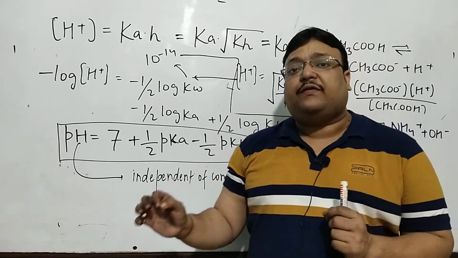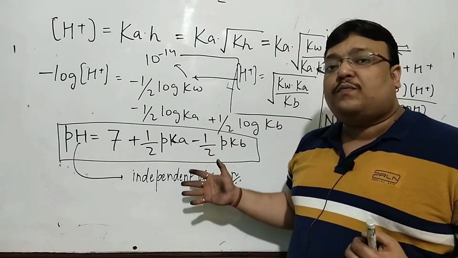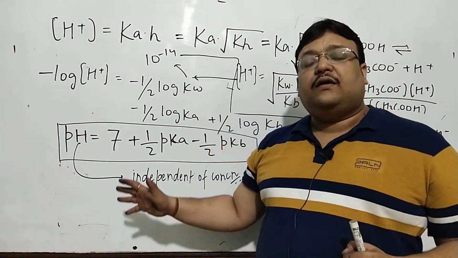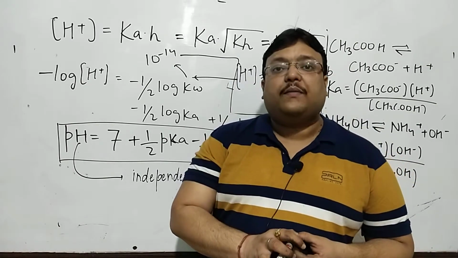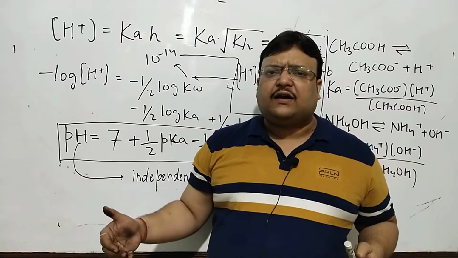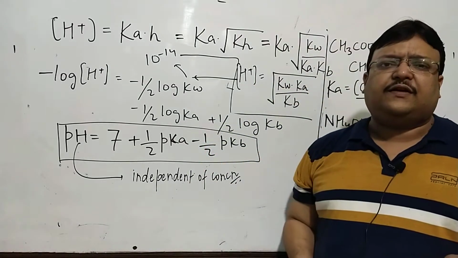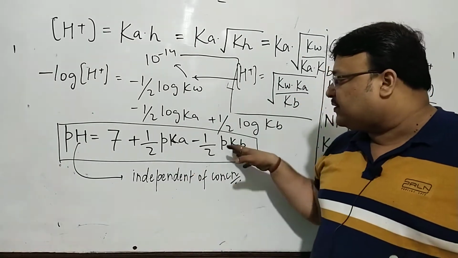A salt of weak acid, weak base. First of all, you do not know pH can be more than 7 or less than 7. And secondly, it's independent of concentration. Ammonium acetate, salt of weak acid, weak base, maximum hydrolysis, cationic as well as anionic hydrolysis. pH could be more than 7 or less than 7. And the pH depends only on temperature because these values depend on temperature.